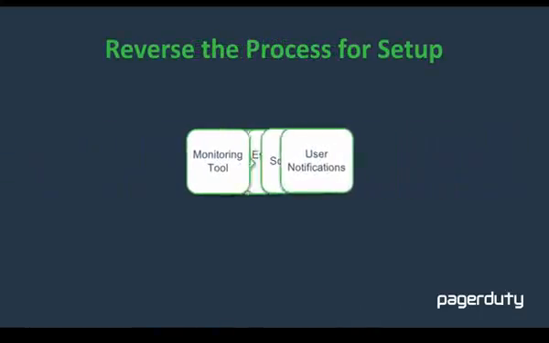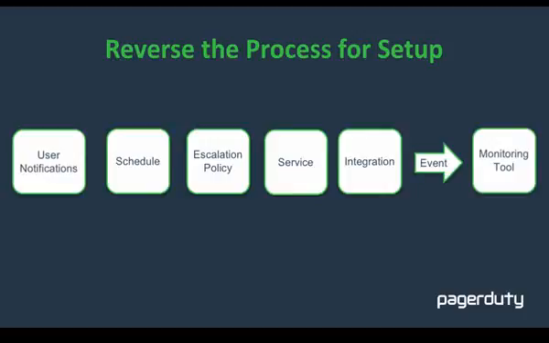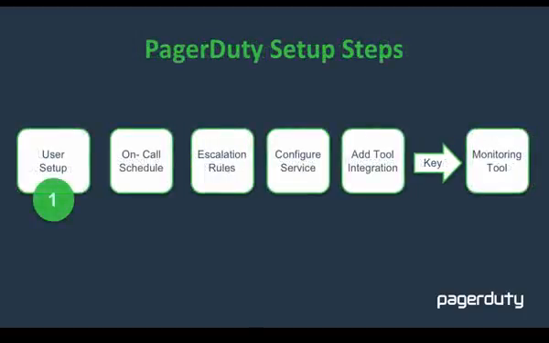With the PagerDuty process, we are going to reverse those steps in order to set up our configuration by first setting up the users, then assigning those users to an easy-to-use drag and drop on-call schedule. Then we will create escalation rules, which are policies to ensure which person should be contacted if the primary, secondary, tertiary, or further on is not available to take ownership. This ensures that nothing slips through the cracks.